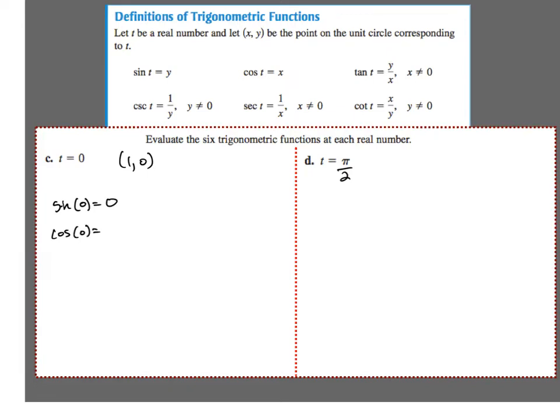All right, so cosine. Cosine, I want to deal with what? The x. So what do I get? 1. And then tangent. How do I want you to think of tangent? The y over the x. So I get 0 over 1, which is 0.